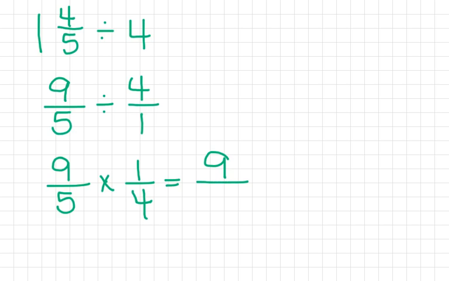9 times 1 is 9, and 5 times 4 is 20. And it looks like that is as far as I can go because I cannot reduce those. So 9/20 would be my final answer.